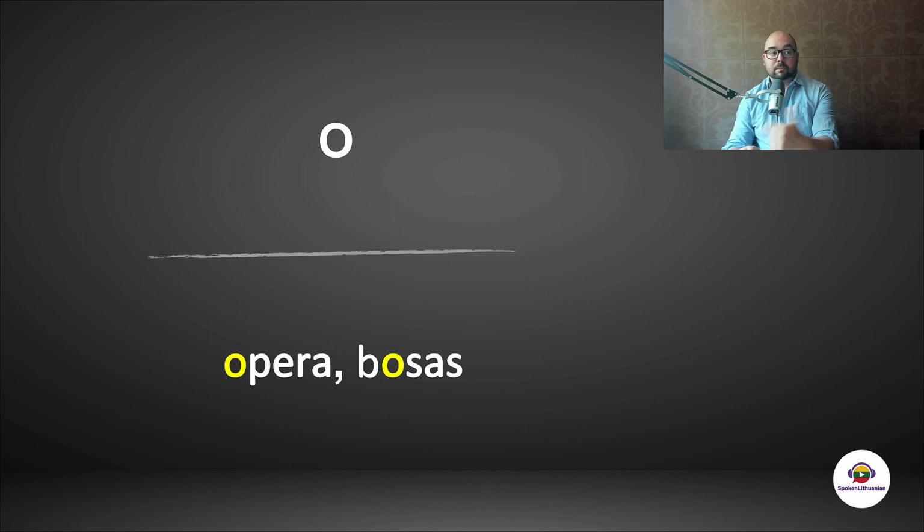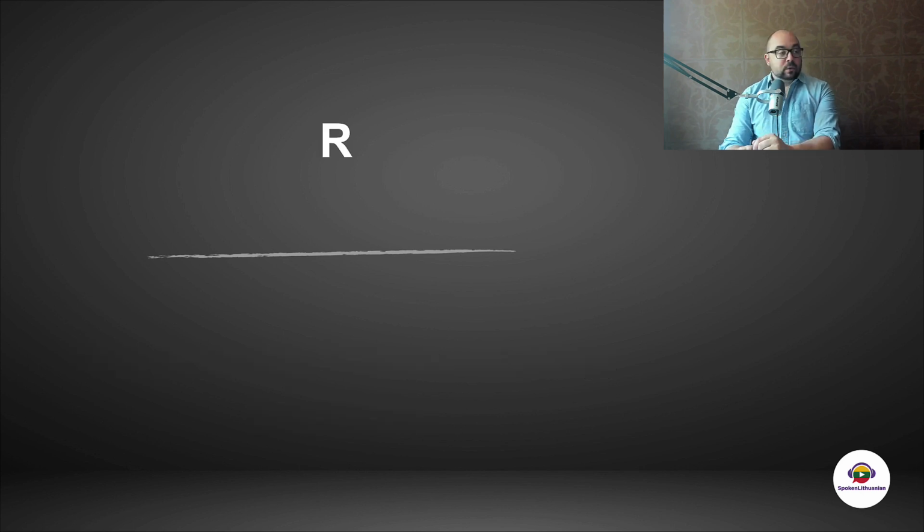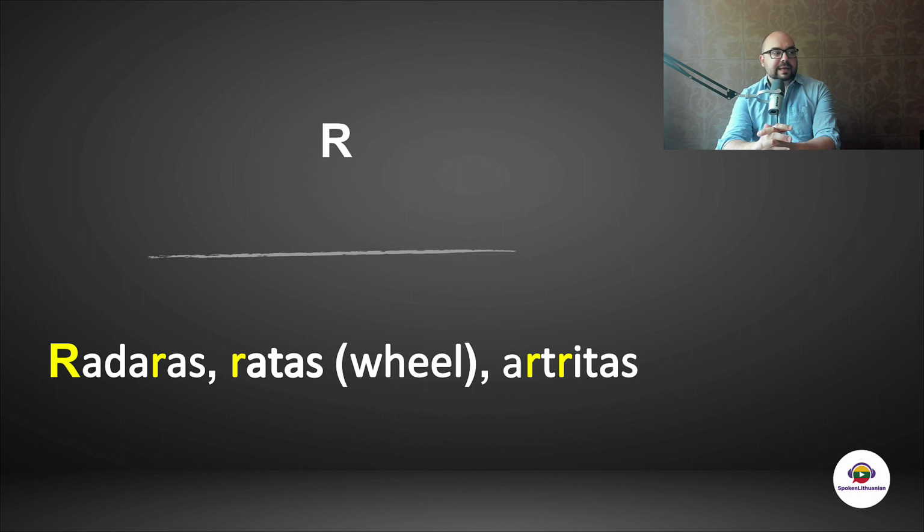So opera, bosses. P, that would be pilis, like a castle, like Patras. Patras is a Lithuanian version of Peter. Appetitas, like appetite, okay? Pilis, Patras, appetitas.